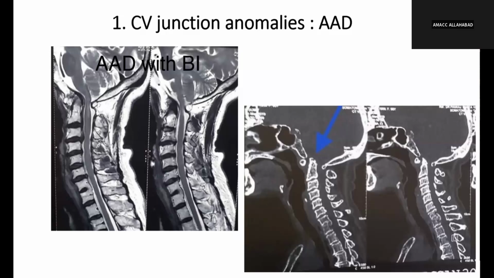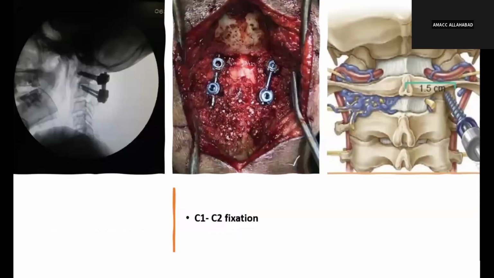So this is a case of a 45 years old female who presented with quadriparesis after a trivial trauma. On examination, she was having spastic quadriparesis, and this is the MRI which was showing atlantoaxial dislocation, and the dens was going above this line. This is called Chamberlain's line, and it is compressing the cord at the CV junction.